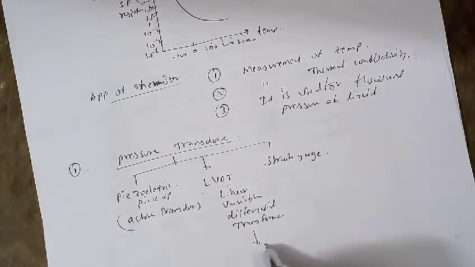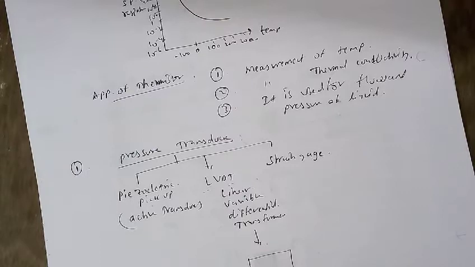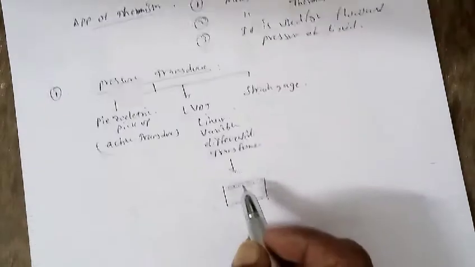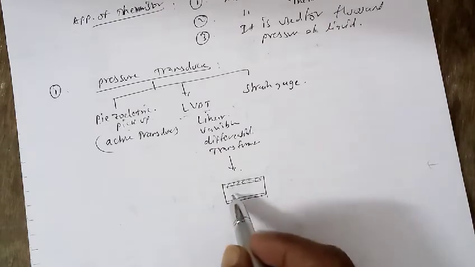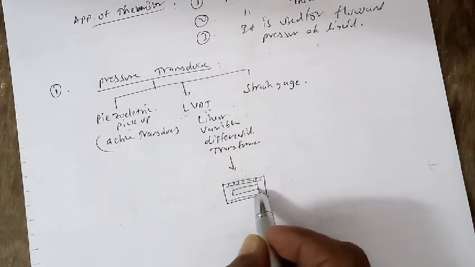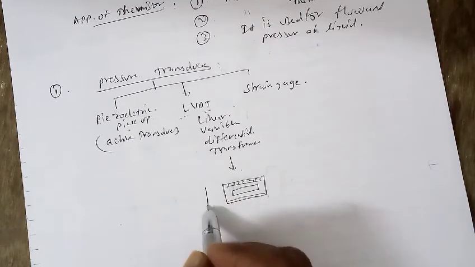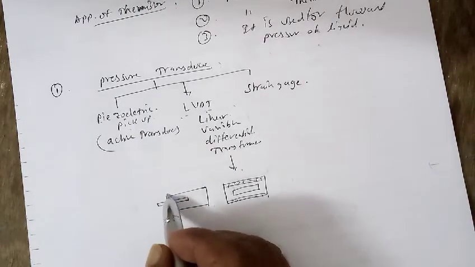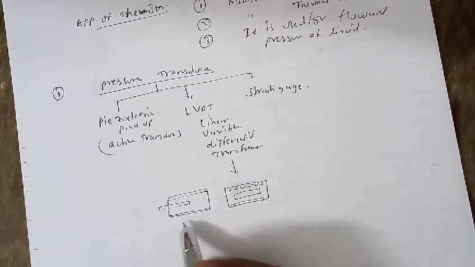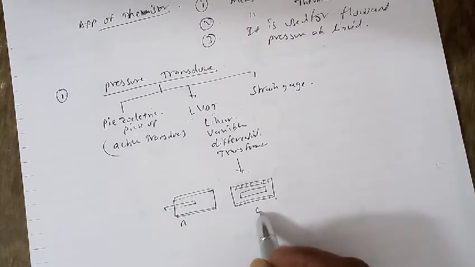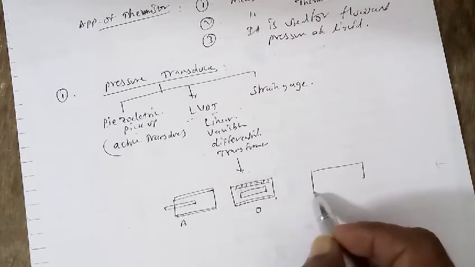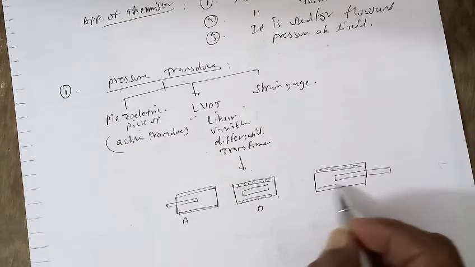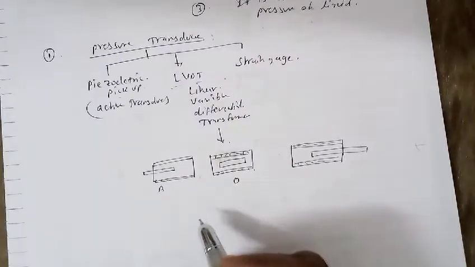When anything is applied, suppose this is the LVDT transducer, and at one particular instant the core is at this position. Suppose we move the core to the left position, taking out the core like this, okay, core at position A, this is the zero position. And if we move the core to the right side like this, then the displacement occurs, and that displacement we are going to measure like this.